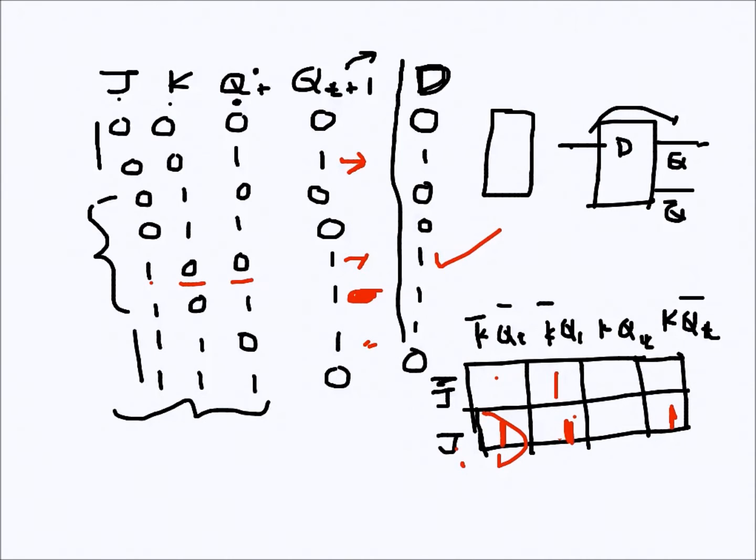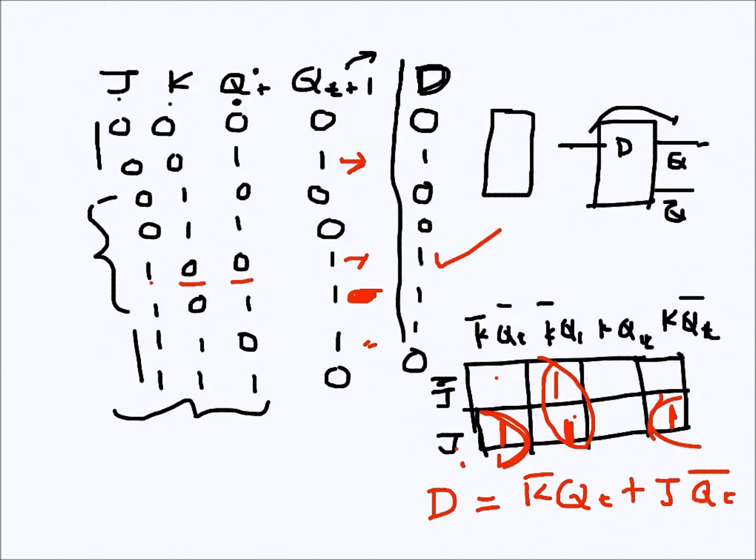So if I minimize, this one can form a group, and this one can form a group. So my D will have Q bar K T plus J QT bar, which is for this group, and this one is for this expression. From this group we get this expression. So this is what I need to have here.